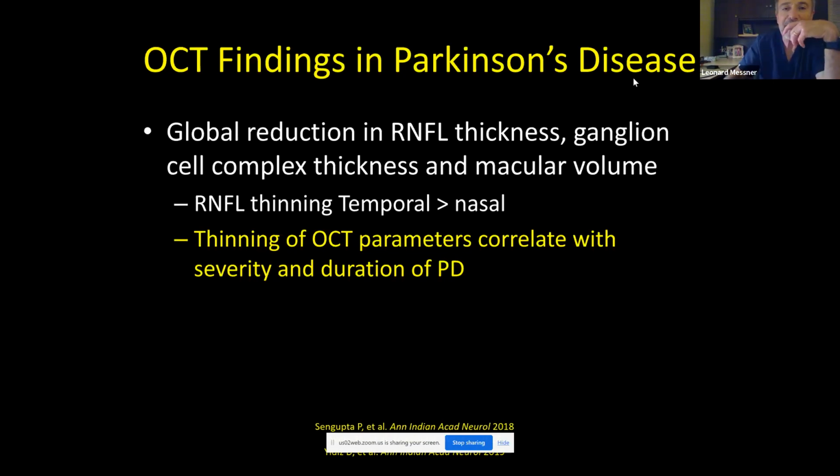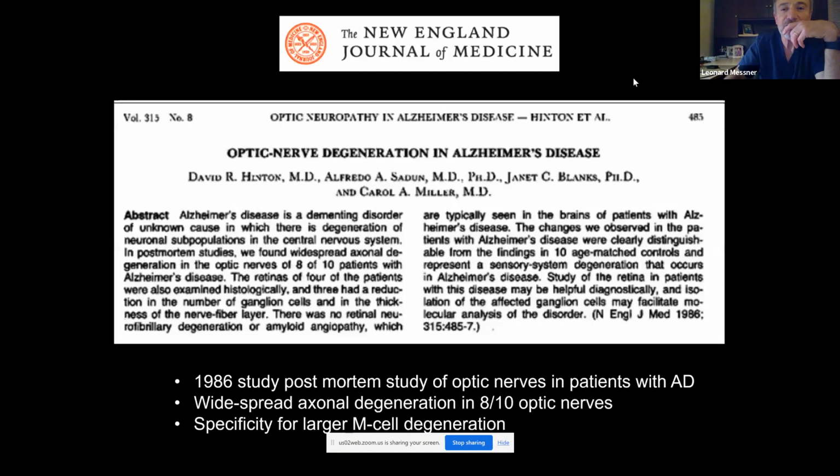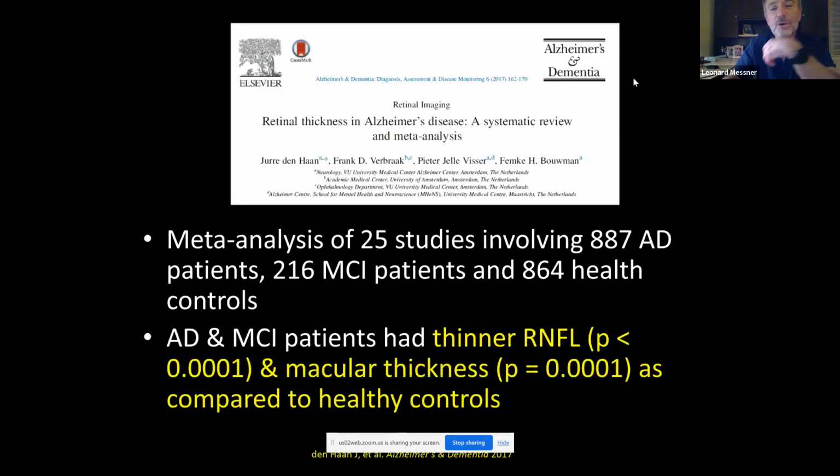Now, what about with Alzheimer's disease? Same thing holds true. It's a little bit more difficult to say what quadrant is involved with Alzheimer's dementia, but here again, both thinning of the nerve fiber layer as well as thinning of the ganglion cell complex, very, very common, not just with Alzheimer's dementia, but also individuals that have the precursor, that is mild cognitive impairment.